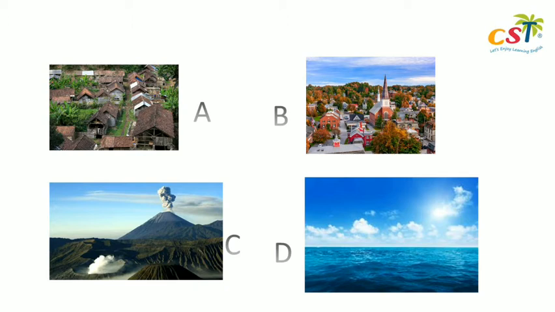Picture C is volcano. Volcano atau gunung berapi. Gunung berapi di Indonesia yang baru saja meletus adalah anak Krakatau, or in English we call it Krakatoa. While picture D is ocean. Ocean. Usually we find ocean between islands, ada di sekitaran pulau-pulau atau di sekitaran benua yang menghubungkan dua benua atau lebih.